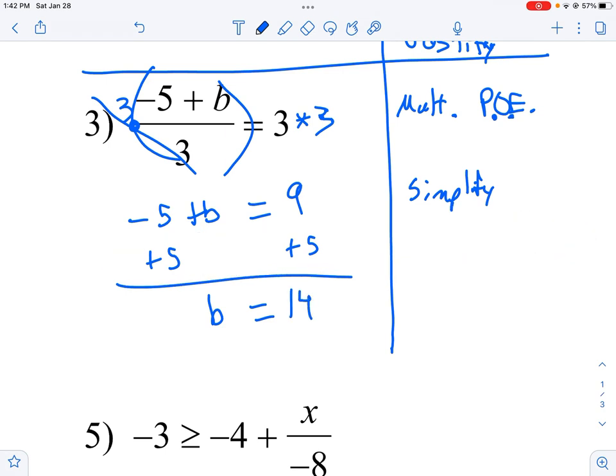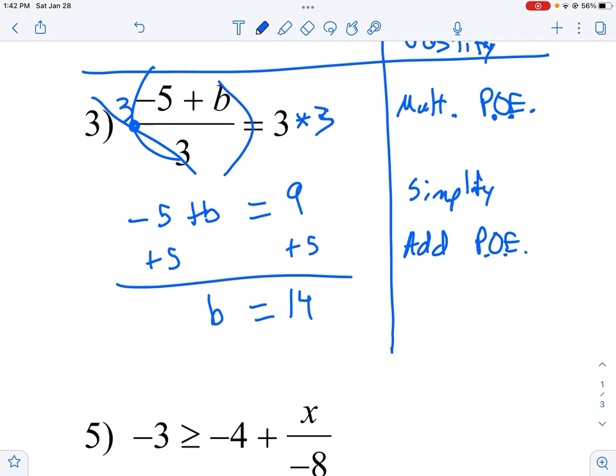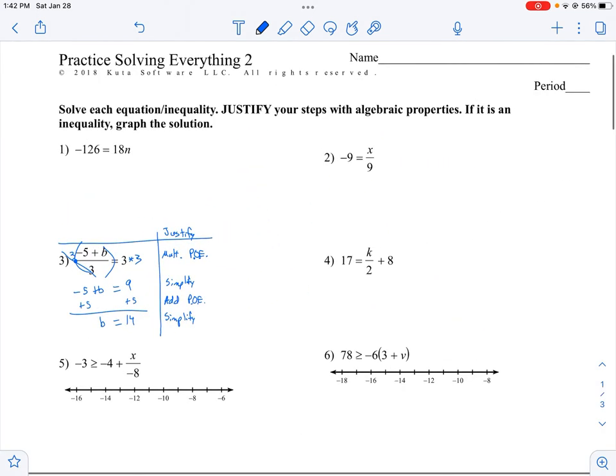Adding 5 to both sides does require us to use a property, and that's very similar to this one here. If you do it on both sides, then that's a property of equality. So you got add property of equality or addition property of equality. And then the part here where we actually combine things together and get our answer is yet another simplifying step. So there we go. So that's what I'm looking for on this assignment. You're solving, and you got to list your properties just like the directions say.